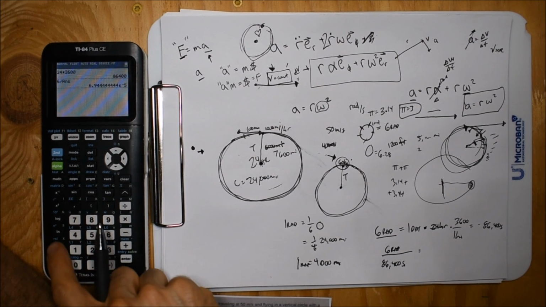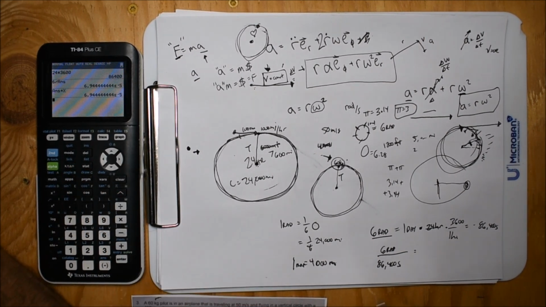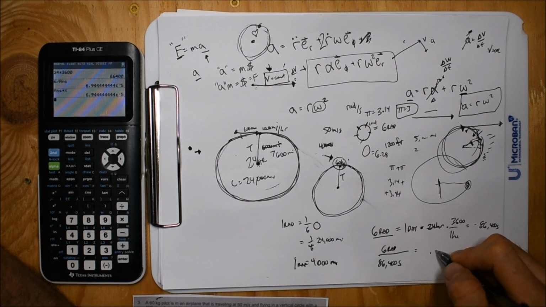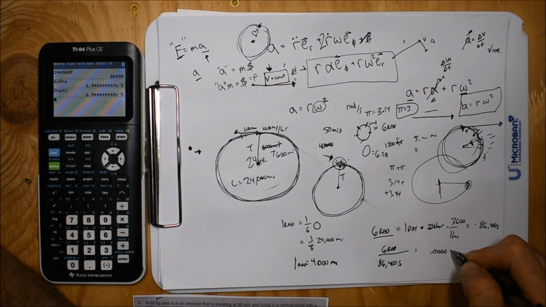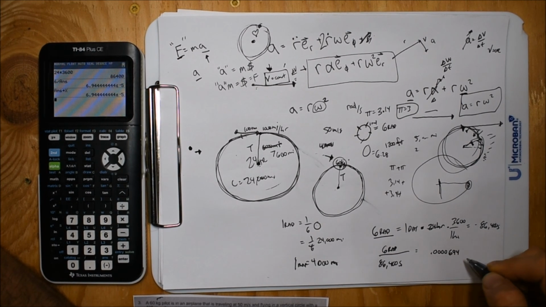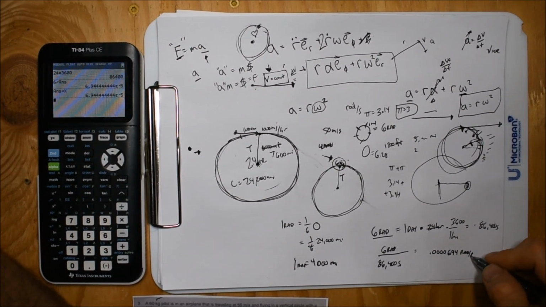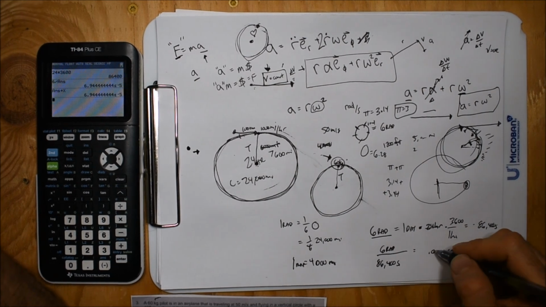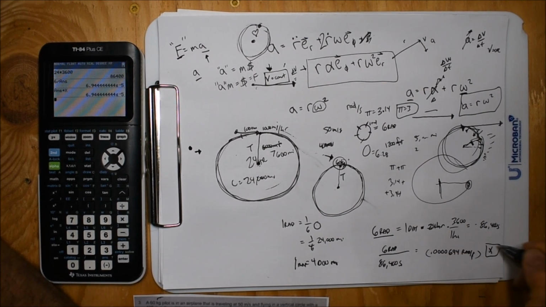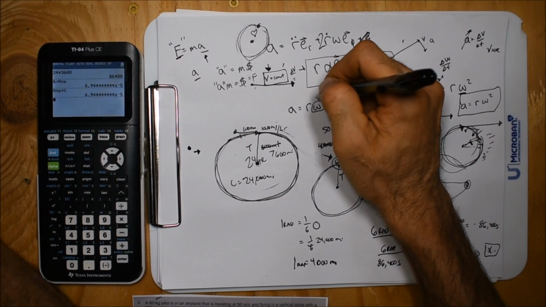86,400. Okay, so we get a really tiny number, and we'll just store that as x, because it's 0.0000694. That's how many radians per second. So not many radians per second. It's going to take you 24 hours. Okay, so we got that real small number. We stored it in our calculator as x.